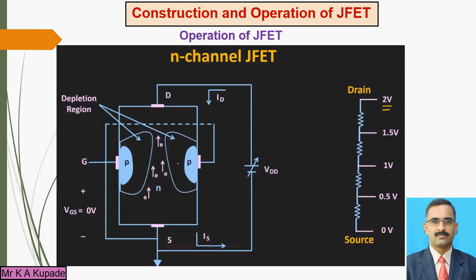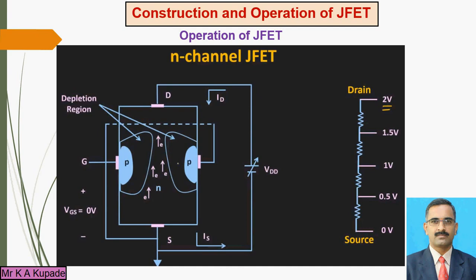Now, suppose you are applying a reverse bias voltage between the source and gate, where the gate has the negative terminal. Though I mentioned positive and negative voltage here, the source has the positive and the gate has the negative, so that the PN junction is made reverse biased. At that situation, this depletion region gets increased, and slowly I am varying this voltage.